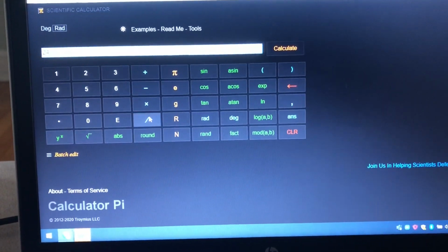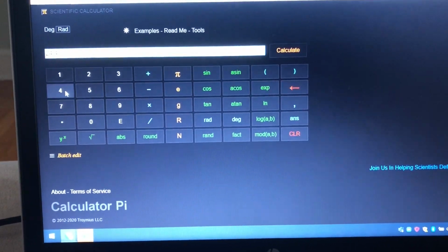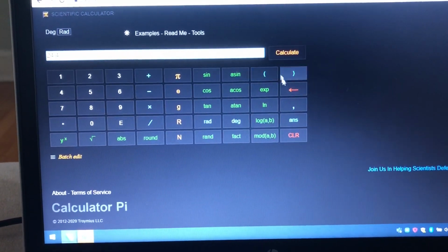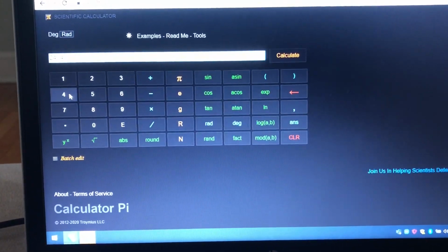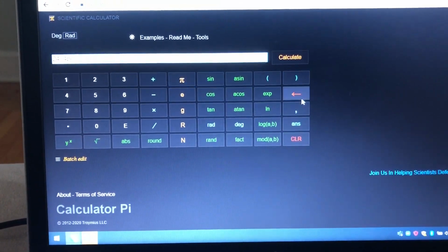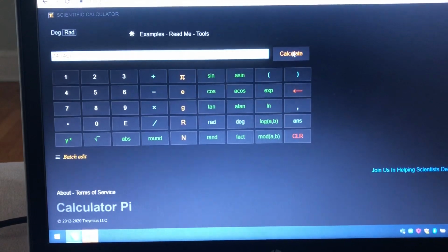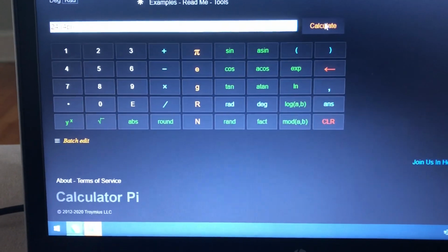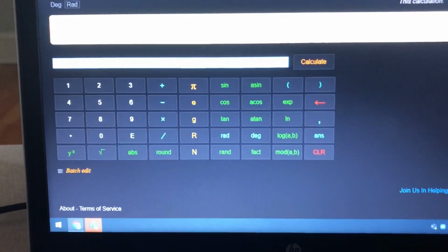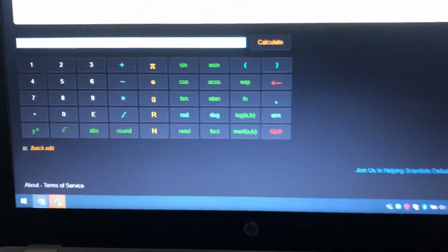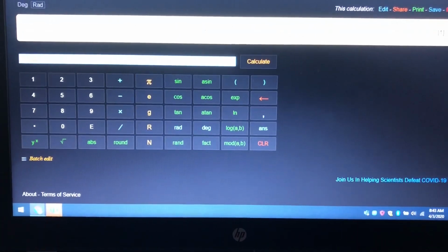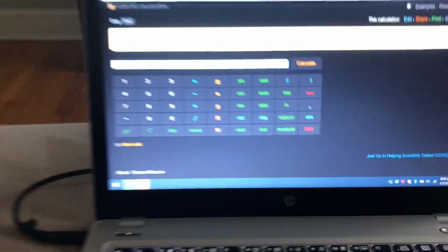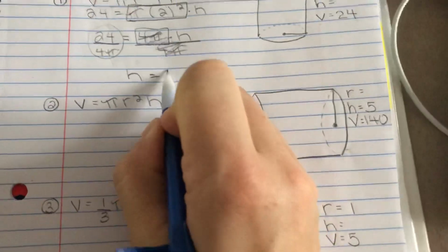So I want 24 divided by 4. Oops, I want that in parentheses, because I want to make sure the 4 pi gets multiplied first. All right, and now I'm going to calculate. I know you guys can't see that very well, but I have 1.9098591. We can expect it to go on forever. So what I'm going to do is round. So here's what it says in my calculator.